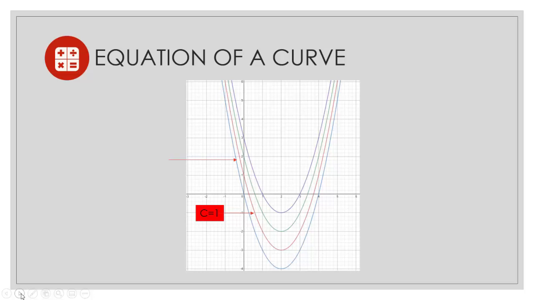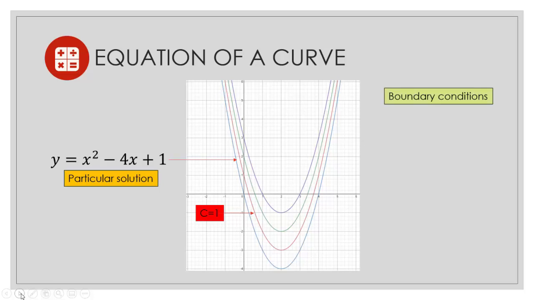Now what if we want to just call out one member of the family of solutions? Let's say I'm just interested in this curve, which corresponds to y equals x squared minus 4x plus 1. How will I be able to determine the value of the arbitrary constant c? If you are just concerned with one member of the family of solutions of a differential equation, then what you are trying to determine is a particular solution of that differential equation. And for us to determine a particular solution, we must set boundary conditions which apply to the particular solution that we are trying to determine.